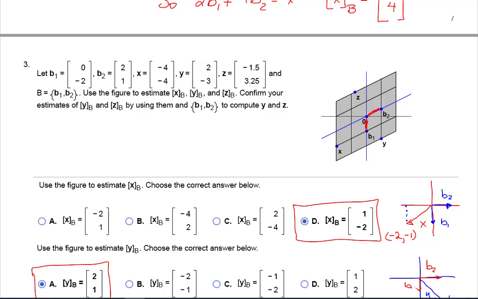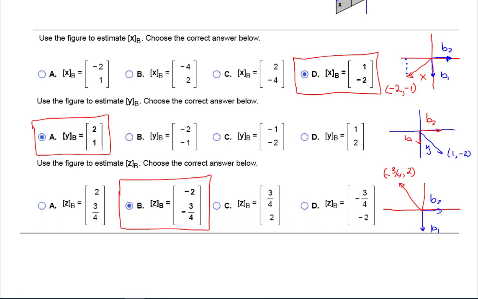What about y? Where's y? Y is pointing here. All right, so let's see. Here's y at 1, -2. All right, well, B1 just needs to go farther, and that's why that's a 2 in terms of B1. Now B2 already goes 1, so 2, 1.